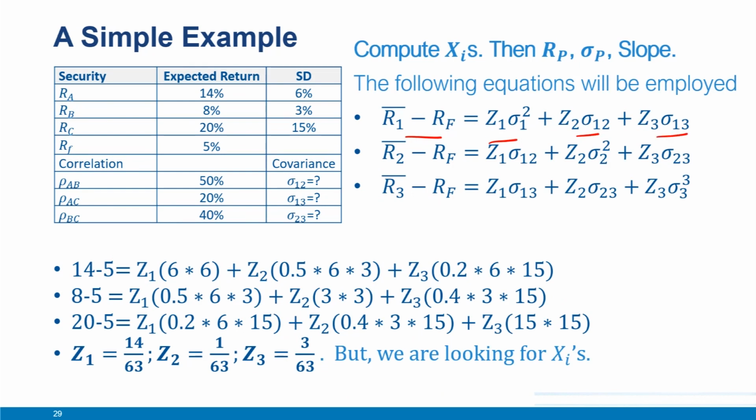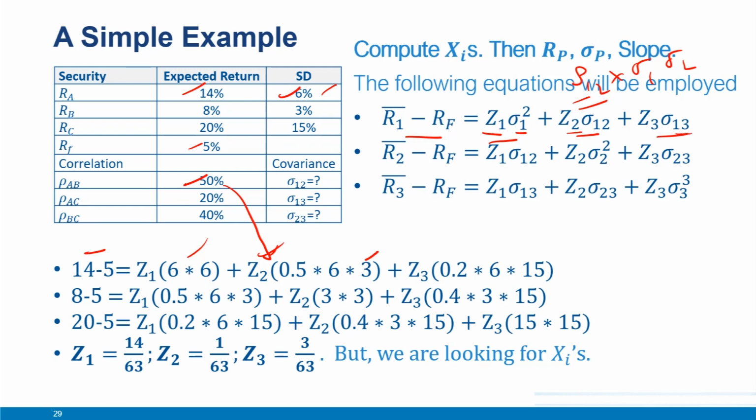So we know RA is given to us as 14% and Rf is 5%. So R1 bar minus Rf is 14 minus 5. Then we have Z1 into sigma 1 square. So sigma 1 square is 6 into 6. Then Z2 into sigma 1 2. Now this is covariance. So covariance sigma 1 2 is rho 1 2 correlation into sigma 1 into sigma 2. So rho 1 2 or rho AB is given as 50%, so we'll use 0.5, and sigma 1 is 6 and sigma 2 is 3, or sigma B is 3.